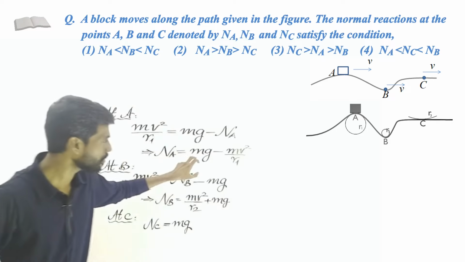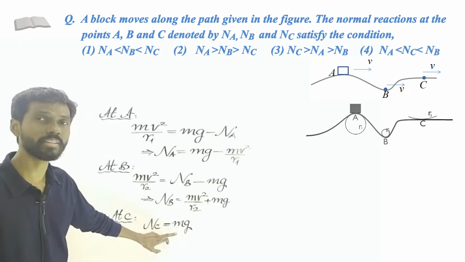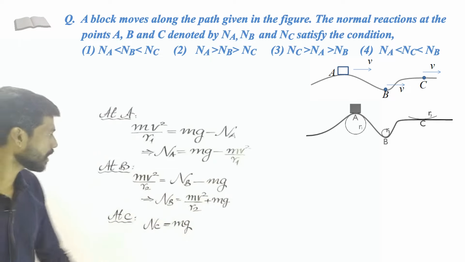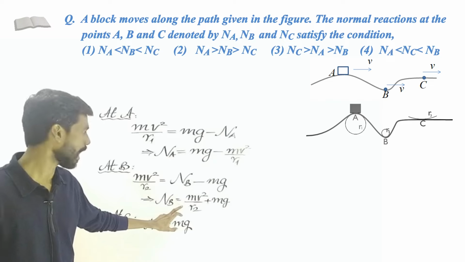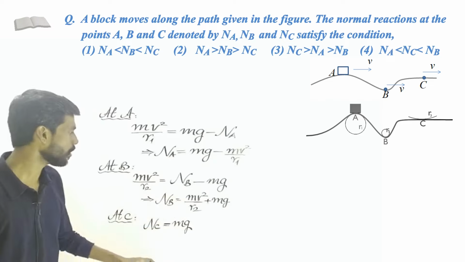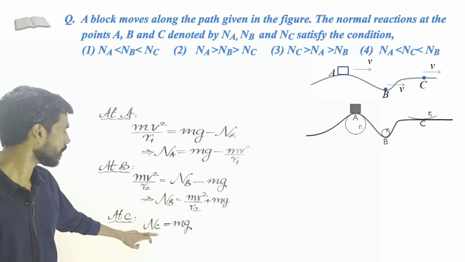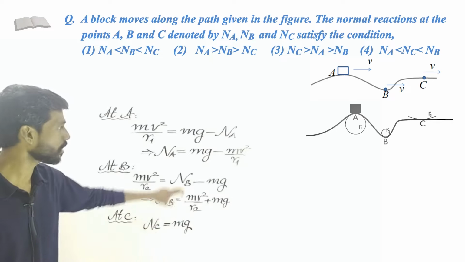This is mg minus something, so it is less than mg, so that is smaller than Nc. Now this is mg plus something, so that is definitely bigger than mg, so the biggest value is this one, mg plus something. And similarly this is the next value, mg, and this is smaller than that.